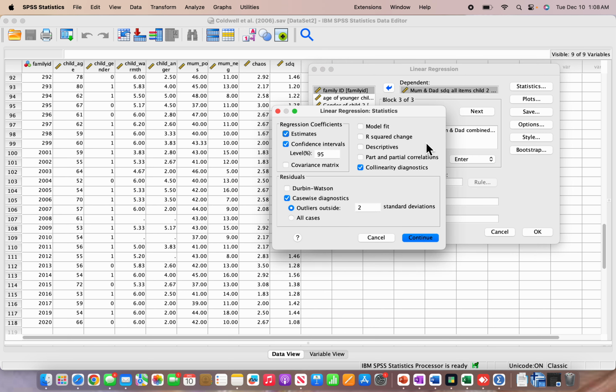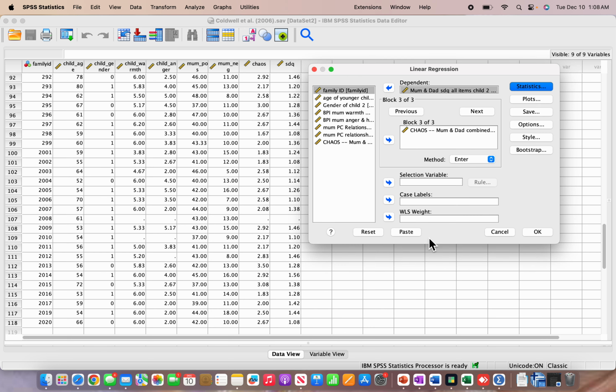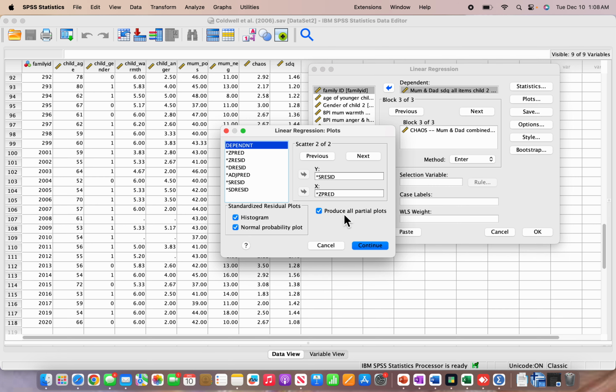And then we're going to go to statistics. We're going to check all except for covariance matrix. And then this actually will be a 3, but make sure you change it to 2. And then nothing for plots, right? No, just kidding. Yes, for plots.